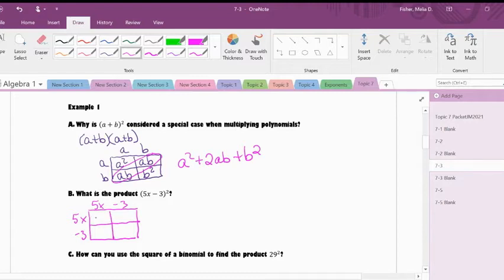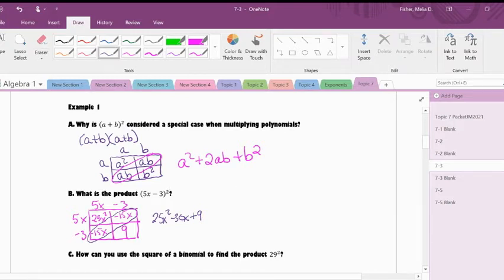When you do that, you're going to get 25x squared. You're going to get minus 15x. You're going to get minus 15x. And you're going to get positive 9. So notice when we combine our like terms, we have two of those. So we get 25x squared minus 30x plus 9. So this will still work to use the regular multiplication, as long as you remember that you're multiplying a binomial times a binomial when it's squared.